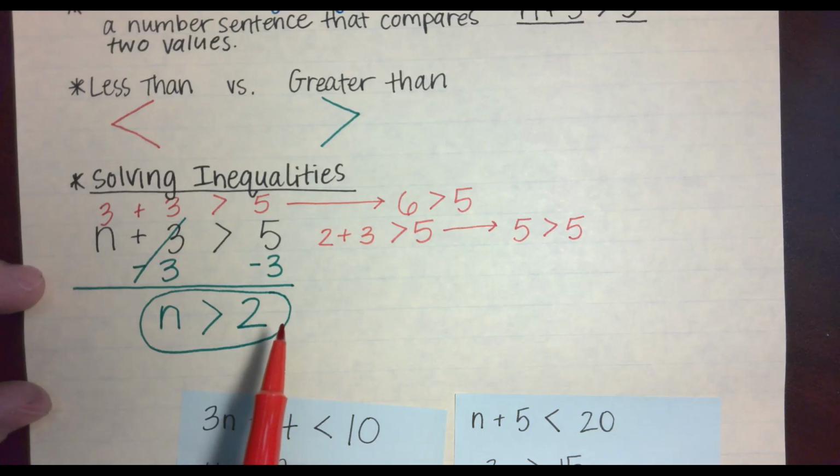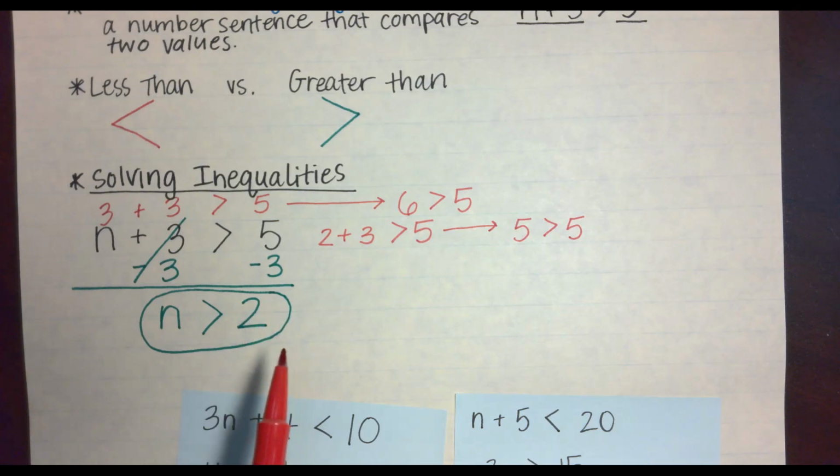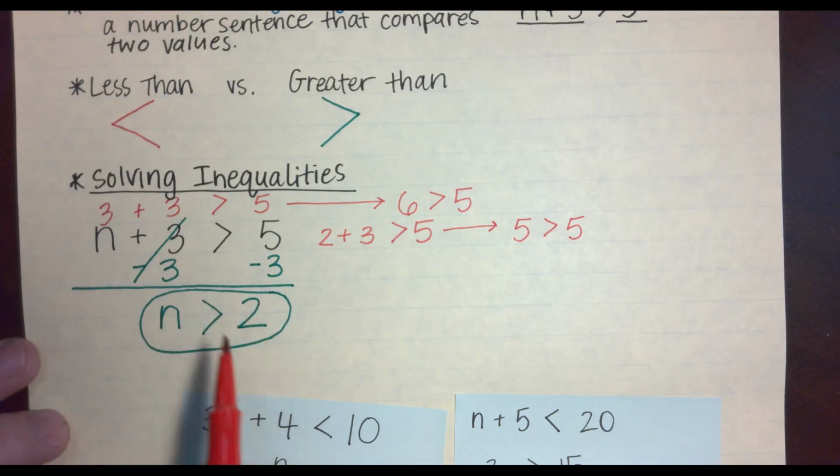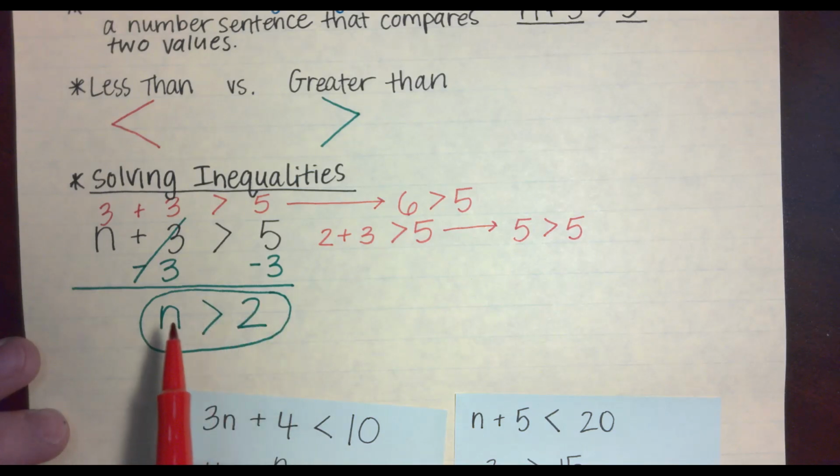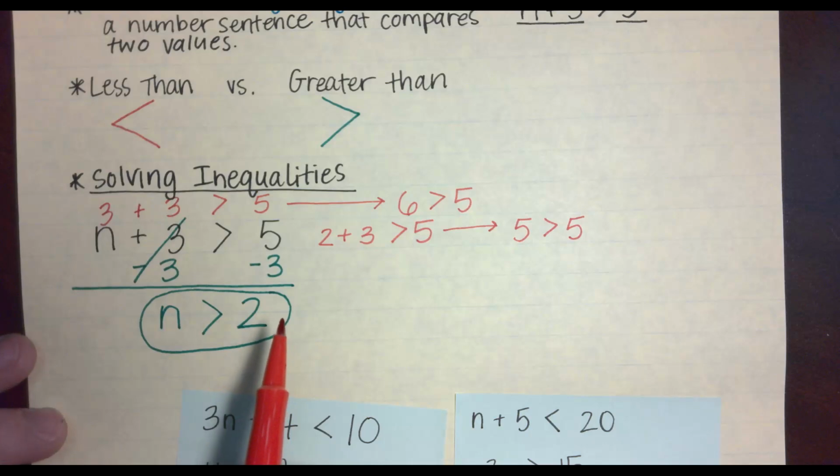It could be 2.1, 2.2, 2.3. It could be 10 million. Any number that is bigger than 2. 2 is the cutoff, though. So that's what this means. 2 is not included here. n has to be bigger than 2.